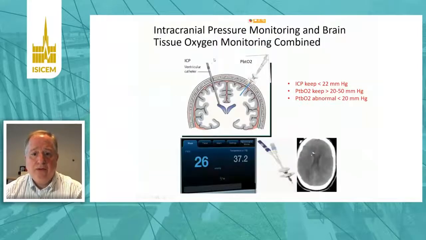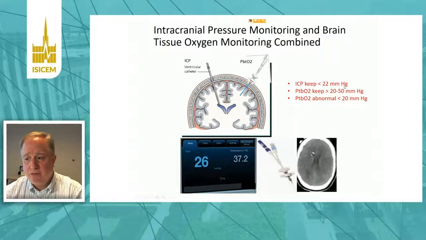Now, this guideline is somewhat different than previous guidelines in that we discuss the use of combined intracranial pressure monitoring and brain tissue oxygen monitoring. Shown here in this slide, the brain tissue oxygen is this probe that sits in the brain and gives you a partial pressure of oxygen. And the general guidelines here are to keep the intracranial pressure less than 22 millimeters of mercury, keep the brain tissue oxygen between 20 and 50 millimeters of mercury, and consider abnormal brain tissue oxygens that are less than 20 millimeters of mercury. This is the appearance of the probe on a brain CAT scan.